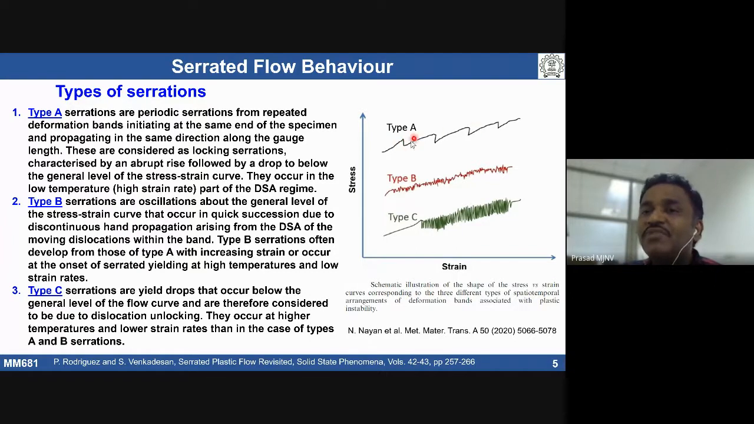That's why you see an increase in stress compared to your regular stress-strain behavior. In this case, your stress is not increasing. Stress is dropping below this level. Here we do see a lot of unlocking happening between the solutes and dislocations.